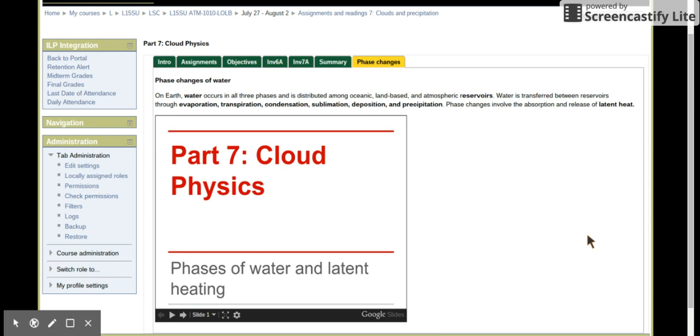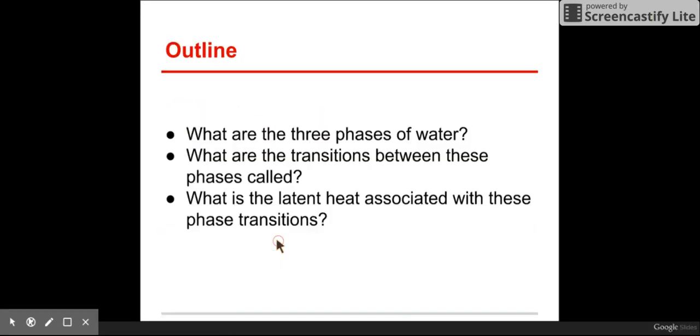We begin our discussion of cloud physics by examining the physical properties of water. We will attempt to address the three following questions. Firstly, what are the three phases of water? What are the transitions between these phases called? And what is the latent heat associated with these phase transitions?